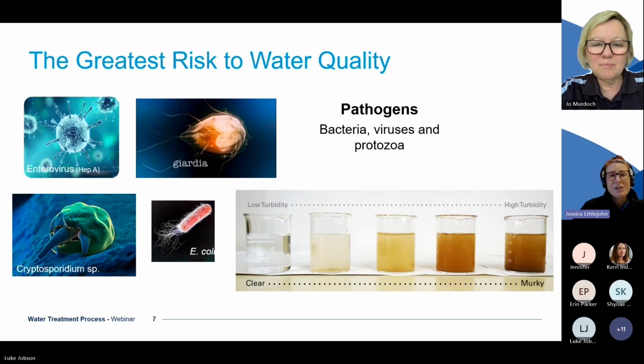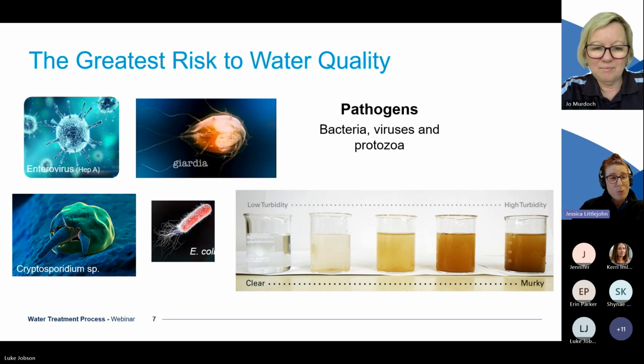So the greatest risk to water quality is pathogens. Pathogens are a group of organisms made up of bacteria, viruses, and protozoa. You might have heard some of their names, such as E. coli or Giardia. They're pretty much the bugs that you don't want to ingest.